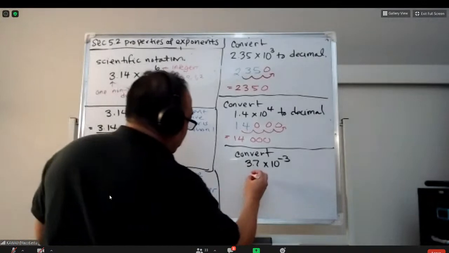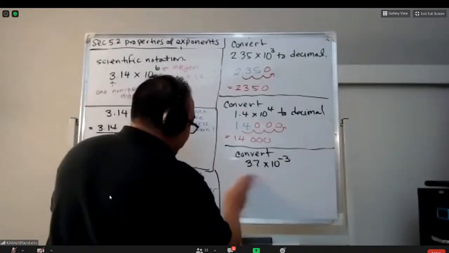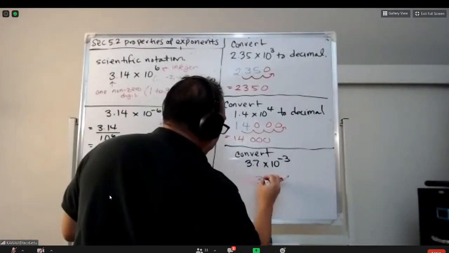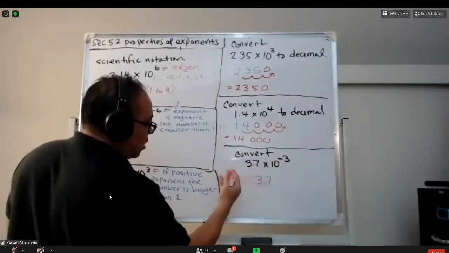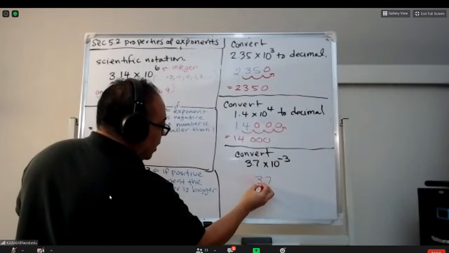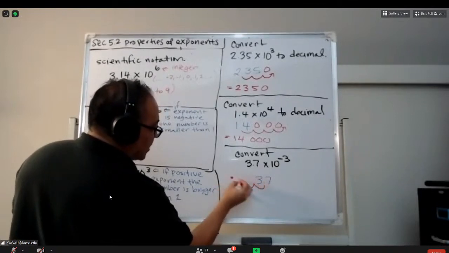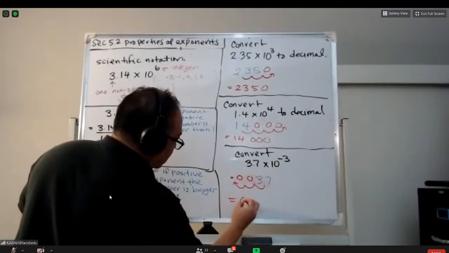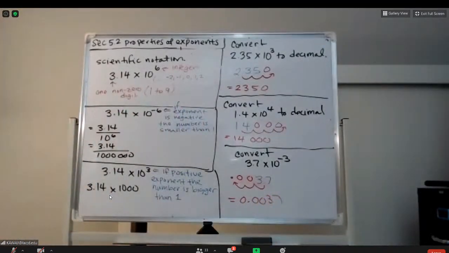Okay. So you get 3.7. Since that's negative, this number that we finished with has to be smaller than 1. So we're going to move it this way. 1, 2, 3. That's where my decimal goes, and then I have 2 zeros. So this turns into 0.0037, and we're done.